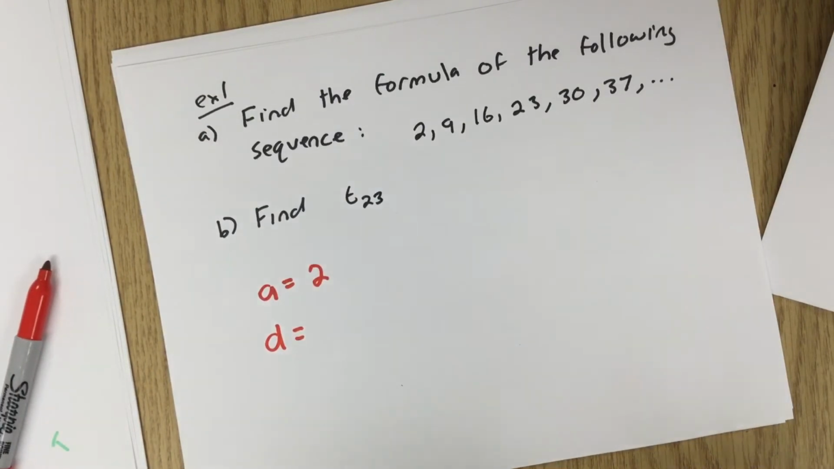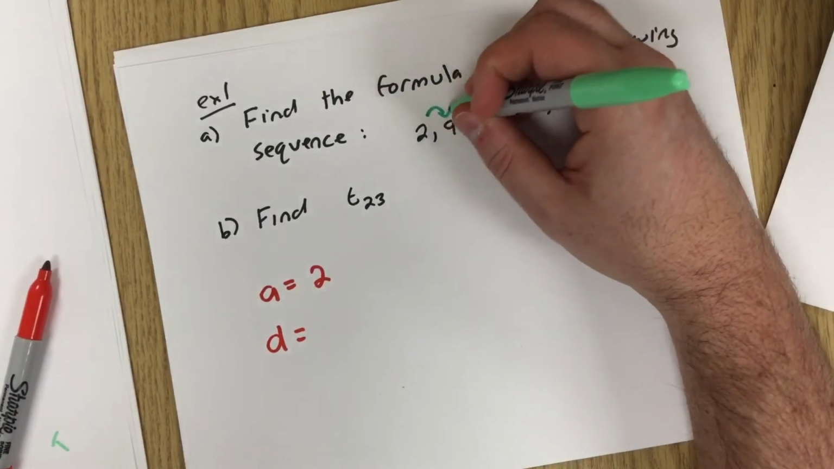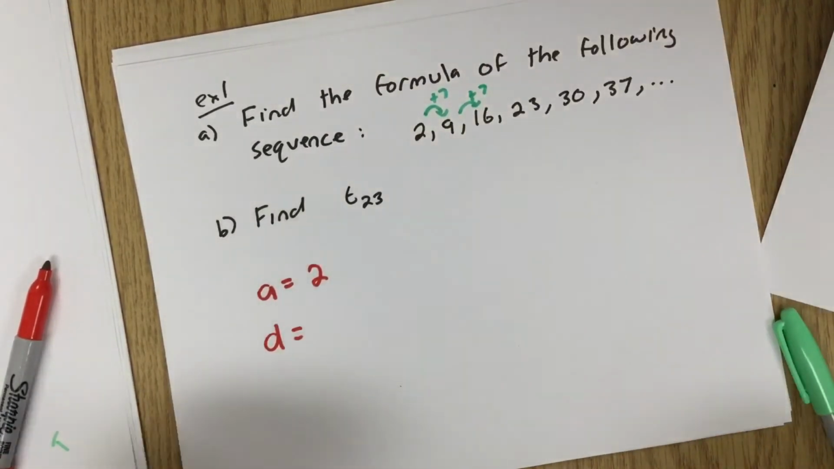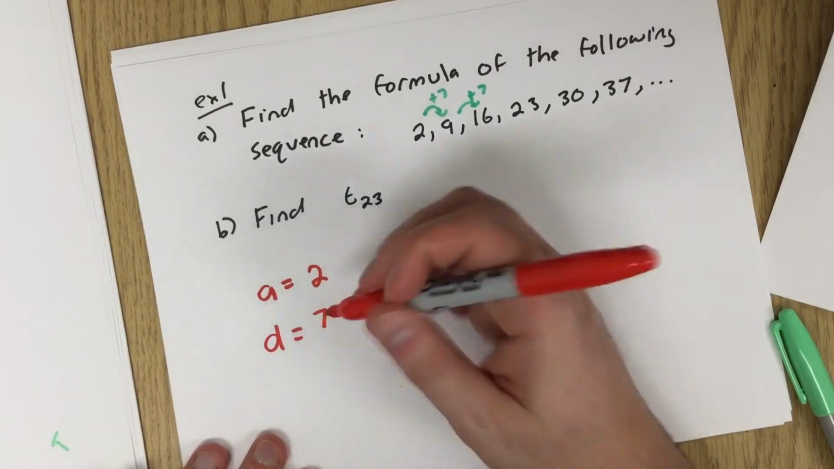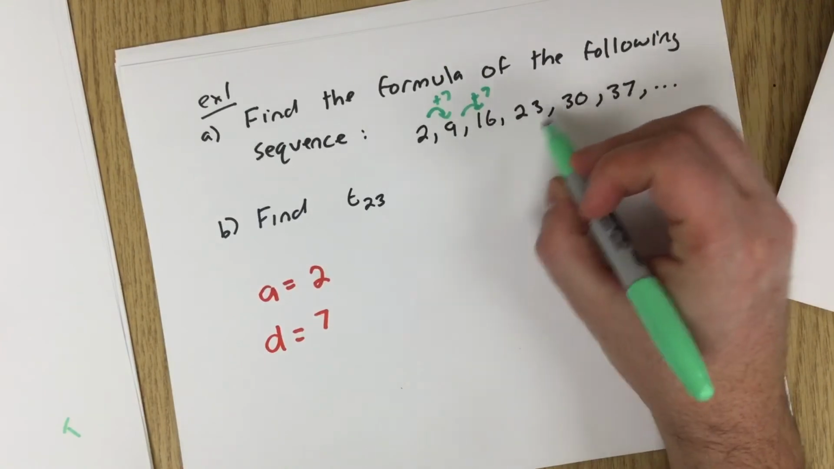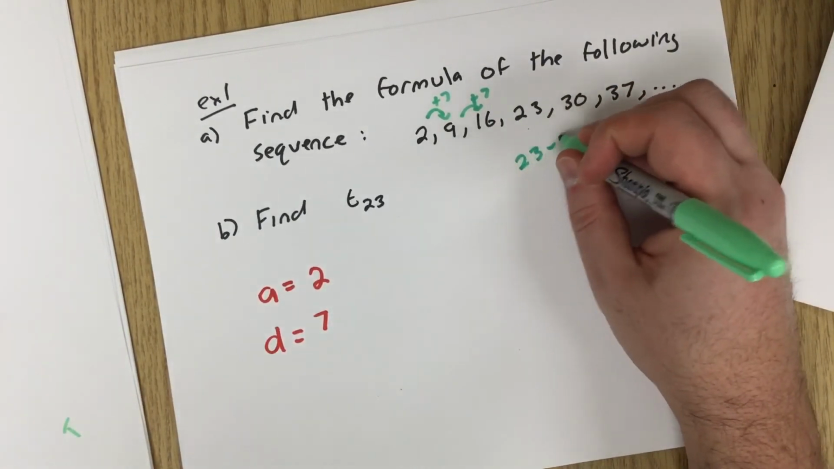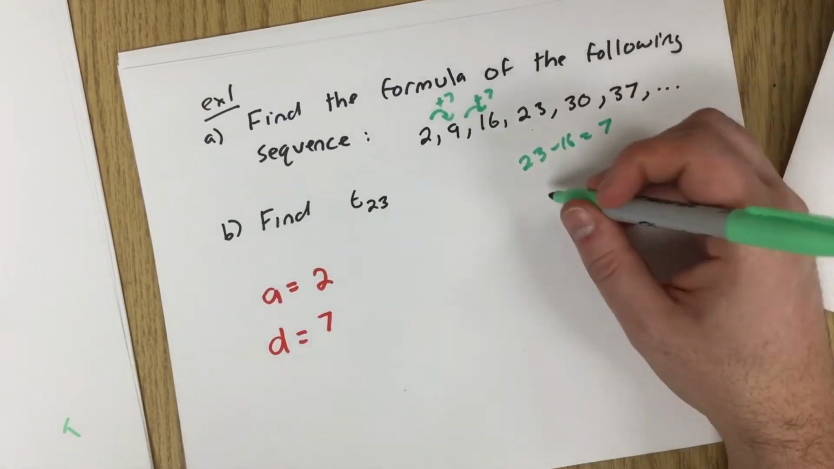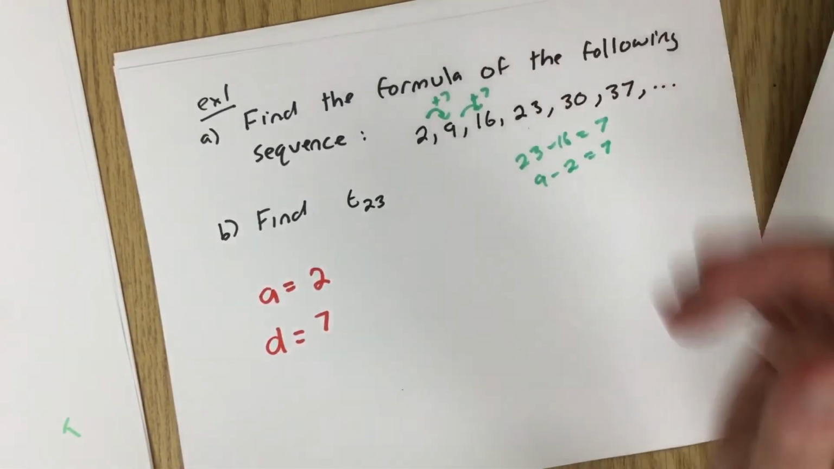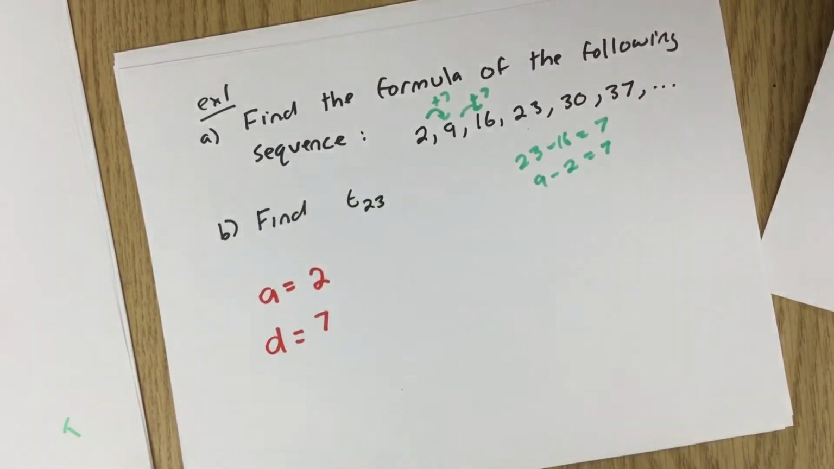Now you could look at it and say, okay, from 2 to 9, we're obviously going up 7. And that's what we're going up every single time. So our D is 7. If you can't visualize that, you could subtract any 2 terms. You could take this minus this, 23 minus 16, that's 7. Or 9 minus 2, that's 7. You take a term, subtract the one before it, and that also gives you D. So that's the A, that's the D.